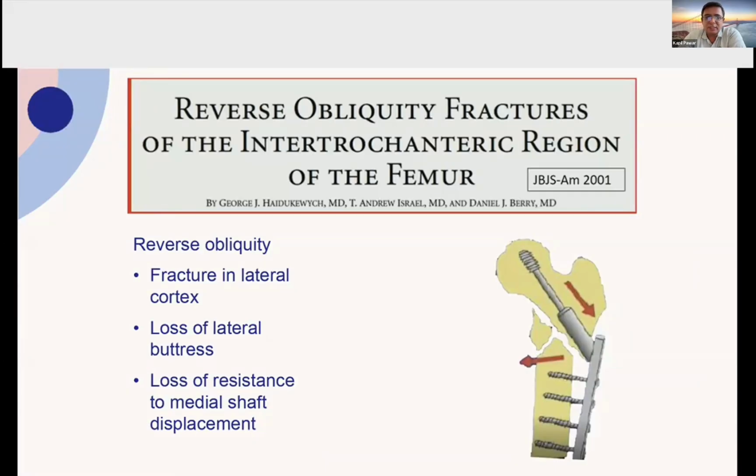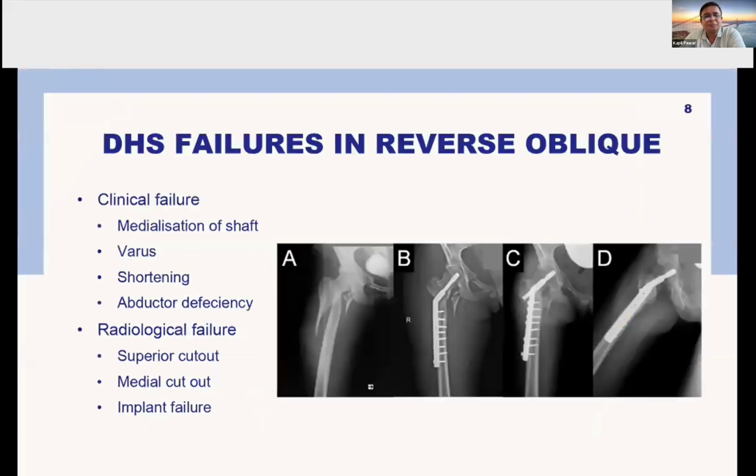When the DHS is done, since there is a lateral wall fracture and the lateral buttress is not there, there is no resistance and it just slides out with the shear force, and there is medialization of the shaft. The DHS failed in the reverse oblique very badly, and it was noted by many authors.